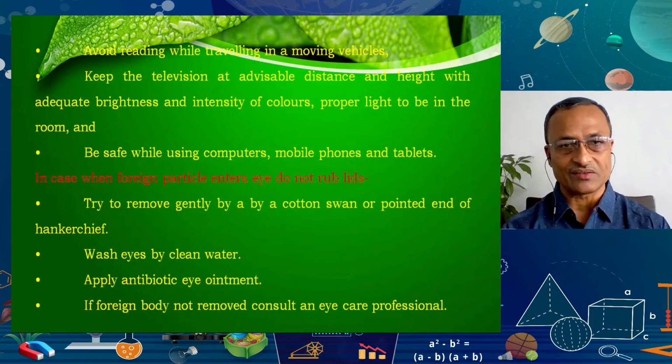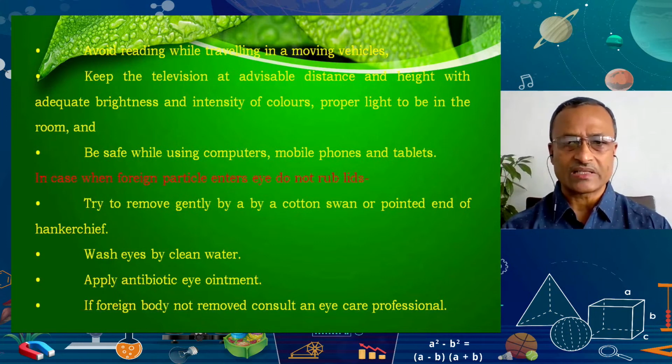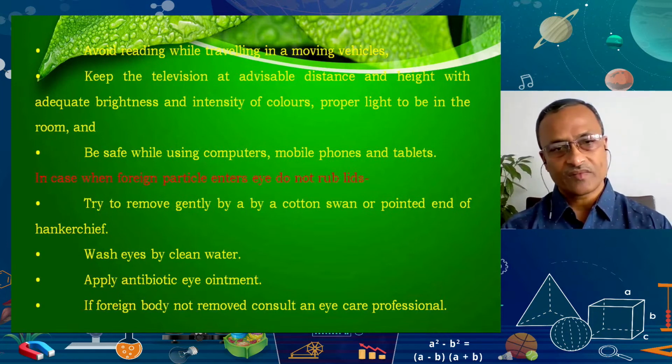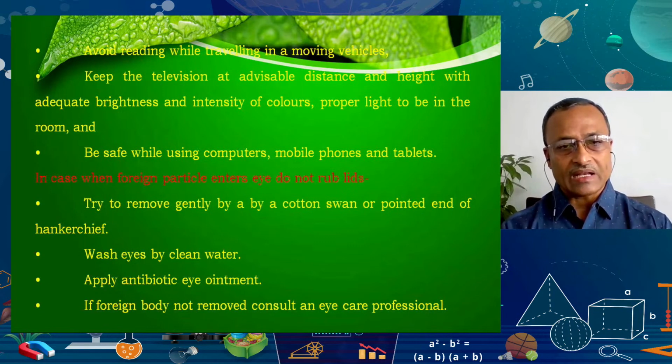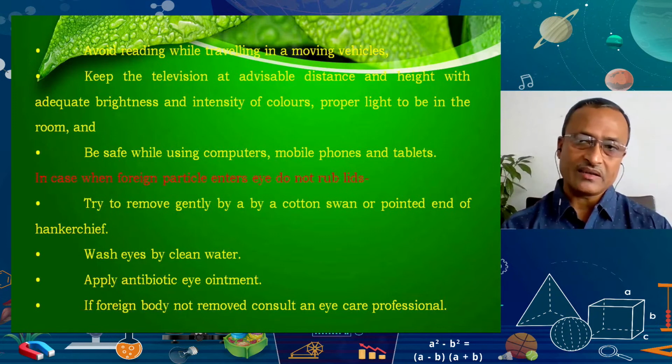with proper lighting conditions. Now suppose a foreign particle enters your eyes, then what to do? You need not panic about it. Try to remove it gently with a water swab or with the help of a clean handkerchief. Wash your eyes with clean water. Apply some antibiotic eye ointments, but that should be under the prescription of the doctor. And if the foreign body is not yet removed, then consult your eye care professional immediately.